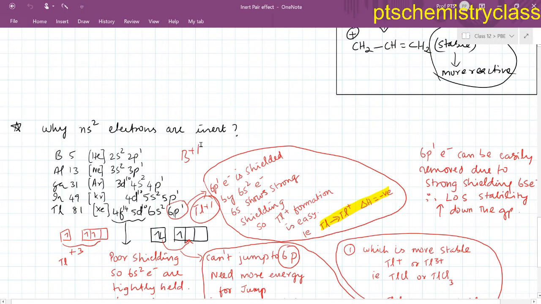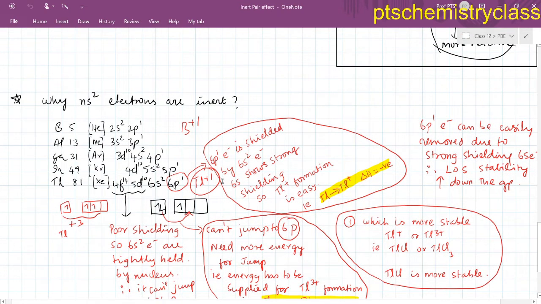Why are ns2 electrons inert in the p block elements? You have to explain. Mostly they may ask you in 3-mark questions if it is elaborate. If it is asked in a 1-mark question, you can simply write: due to inert pair effect. If it is asked in a 3-mark question, you have to explain in detail. Now we will explain in detail.